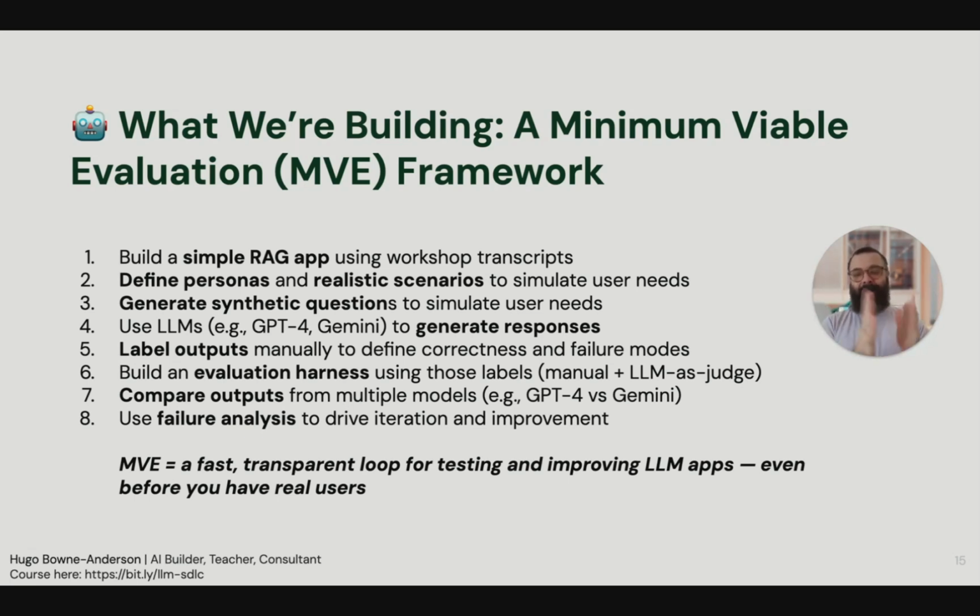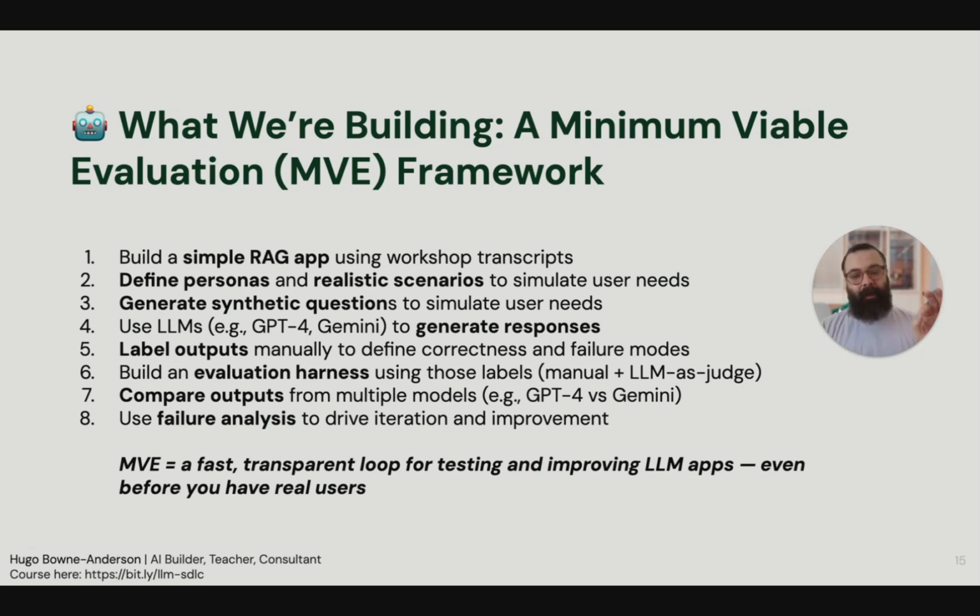So what I'm going to take you through is we've built a simple RAG system, okay, using workshop transcripts. Then we're going to define personas and realistic scenarios to simulate user needs. We're going to generate synthetic questions to simulate user needs. Then we're going to use LLMs such as GPT-4 and Gemini to generate responses. We're going to label outputs manually to define correctness and failure modes. Then we're going to build an evaluation harness using those labels. And it will be manual and LLM as a judge. Then we're going to compare outputs from multiple models such as GPT-4 and Gemini, and use failure analysis to drive iteration and improvement, okay? So the main takeaway is you want to build a minimum viable evaluation loop.